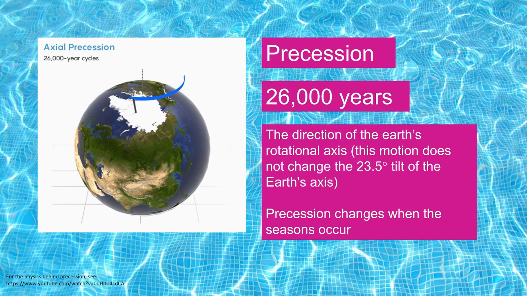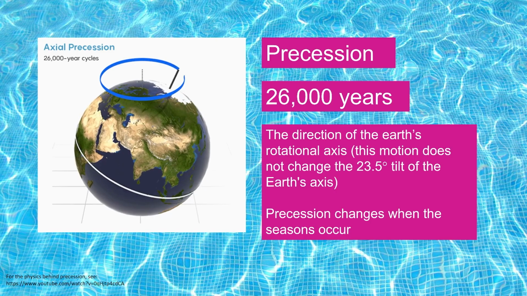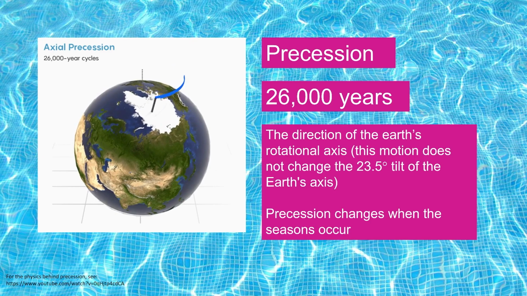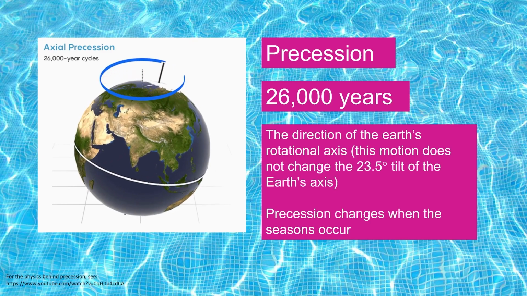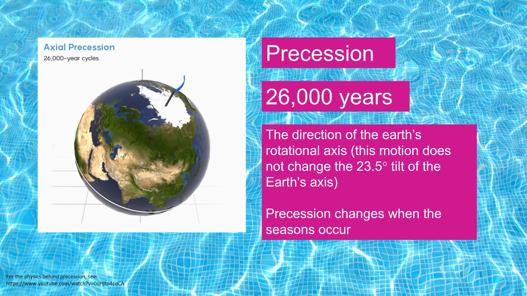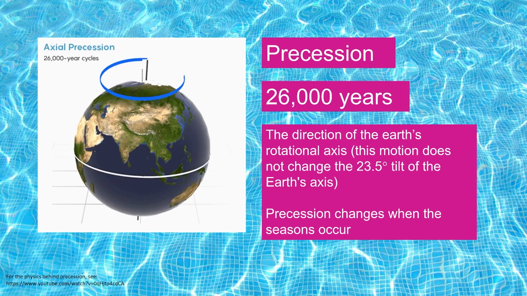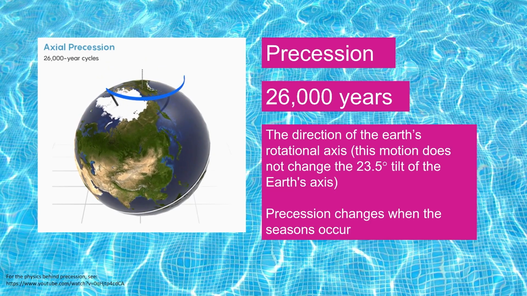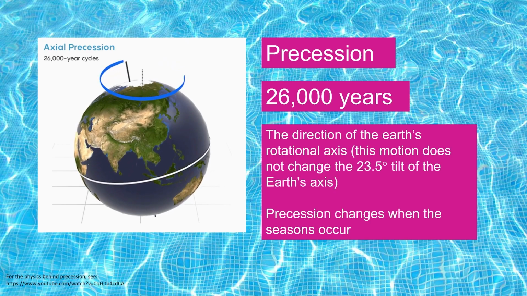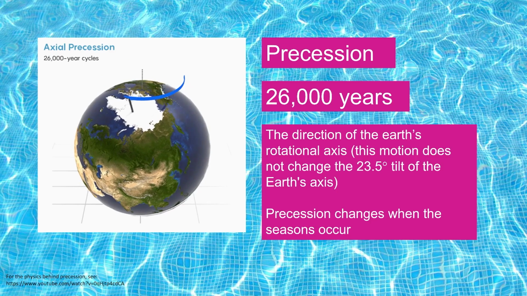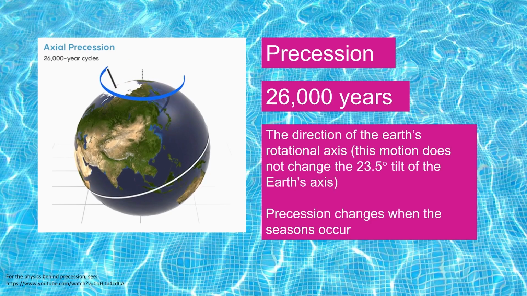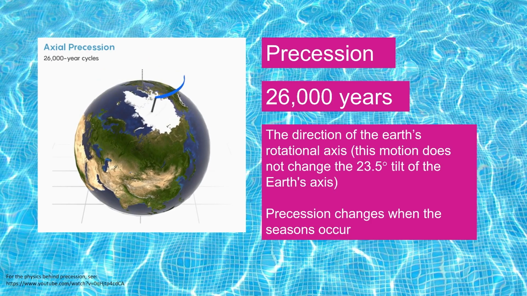The last process is called precession. Precession is the axis of the Earth rotating around a point in the night sky. It's not changing the tilt angle. It's not changing it from 23.5 degrees. It's just changing where that axis is pointing. And so this can have an effect on changing when the seasons occur. Not necessarily the severity of the seasons, that's obliquity, but it can change the timing of the seasons.